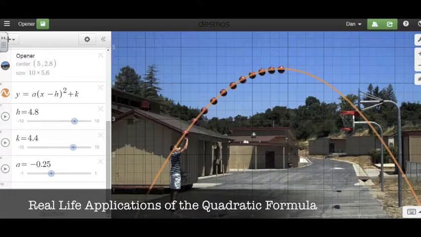Therefore, we can answer the following questions using the quadratic formula. What is the maximum height of the ball? When will the shot reach the height of the 10-foot basket? When will the ball hit the ground if it is missed by the hoop entirely?